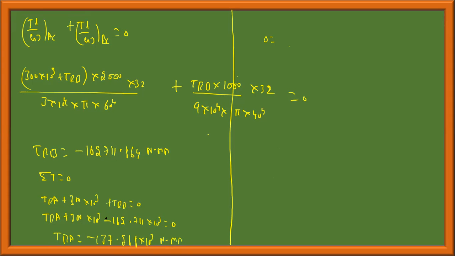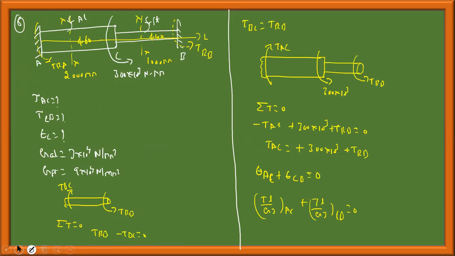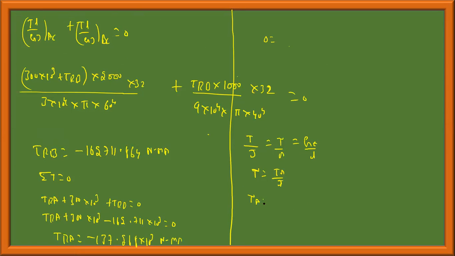He has asked us to find the reaction torques, shear stresses, and angle of twist. We have found the reaction torques. Let us go ahead and find the shear stresses. According to the torsion equation, T by J is equal to tau by R is equal to G theta by L, or tau is equal to TR by J. Tau AC is equal to TR by J of AC. Let me go back.